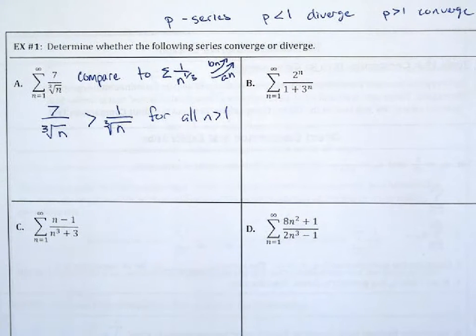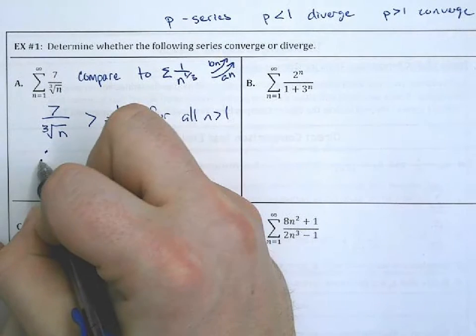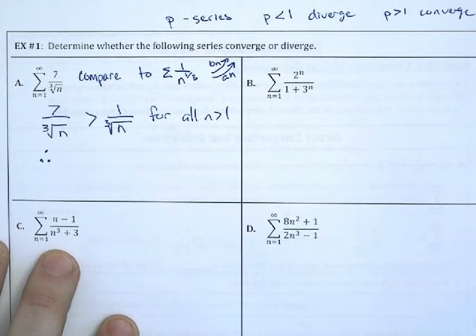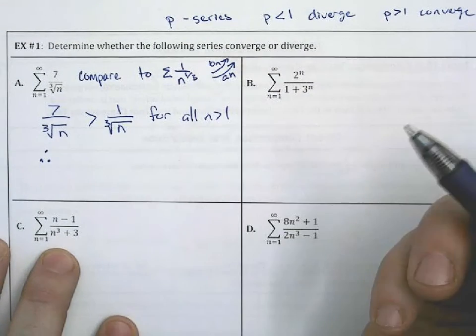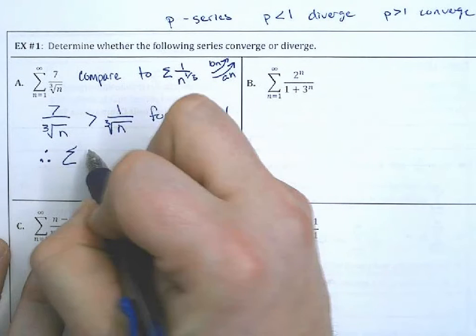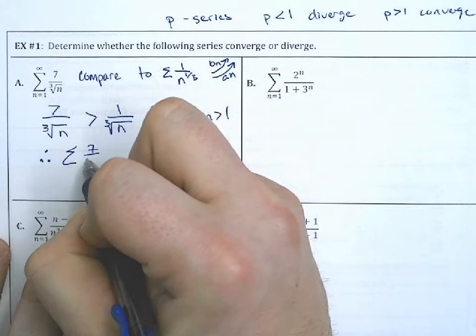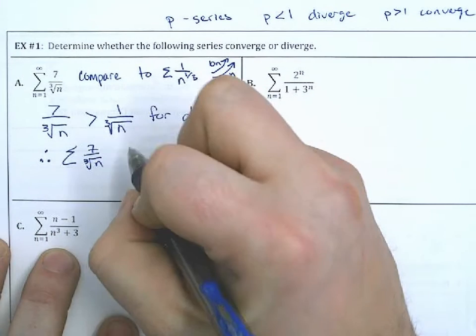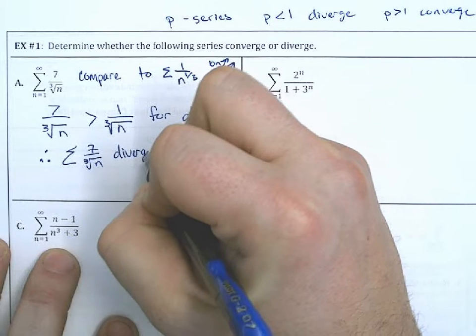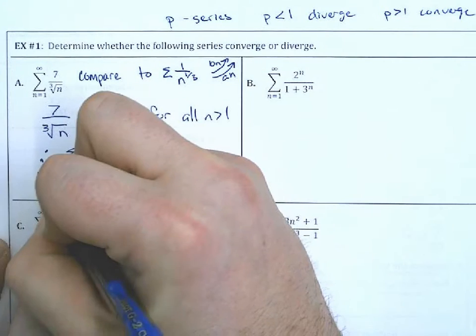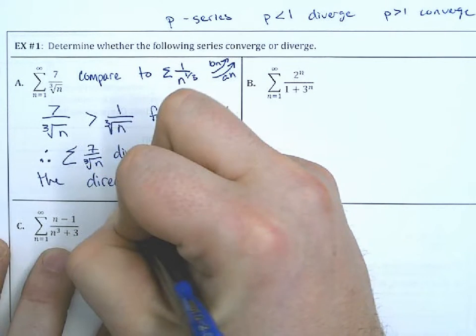Yes. Therefore, the sum of 7 over the cubed root of n diverges by the direct comparison test.